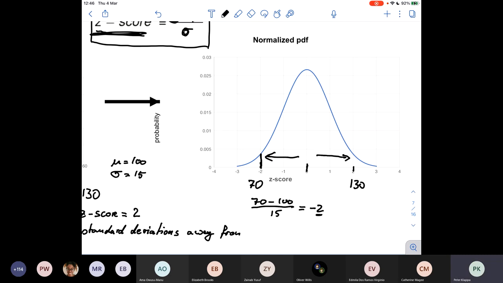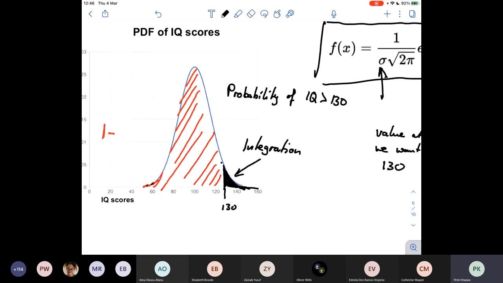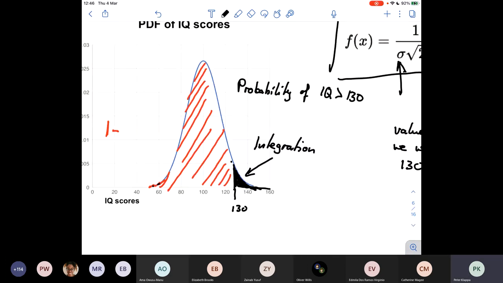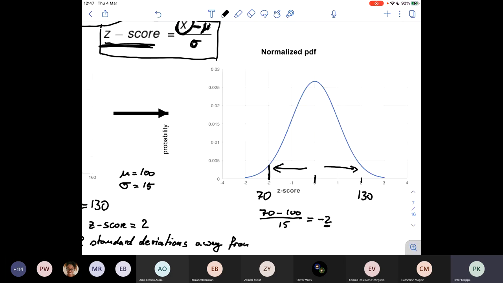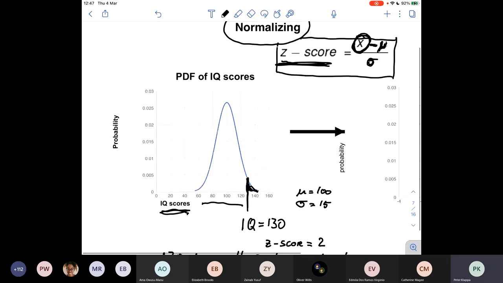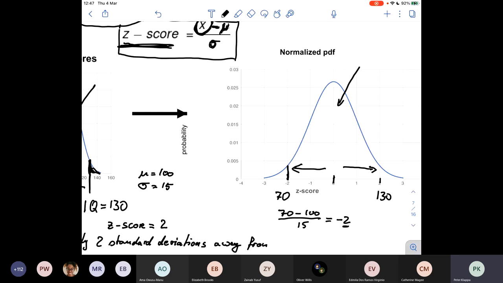So why on earth do we use this normalized PDF? We said before, we can't deal with these results. And what's the point of doing this normalization, calculating these Z scores? Well, the answer actually is, people have tried to calculate the area, not under this unnormalized curve, but people have calculated the area under the normalized PDF.